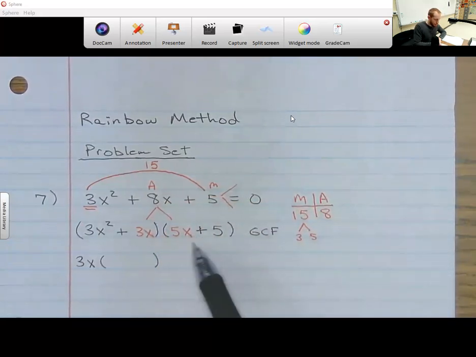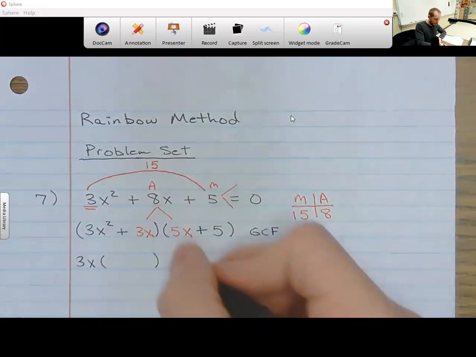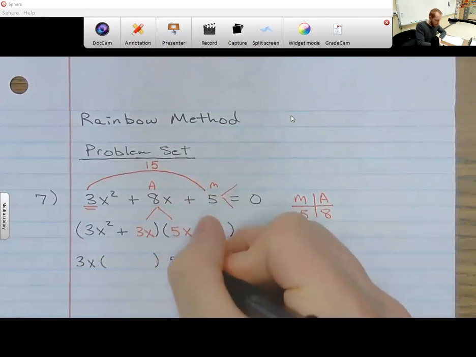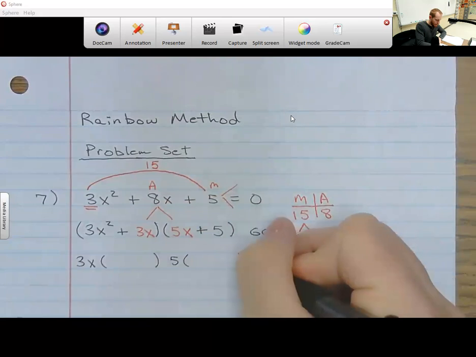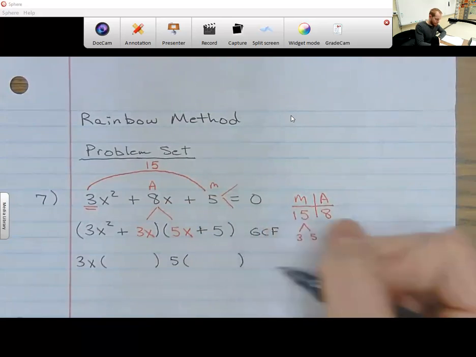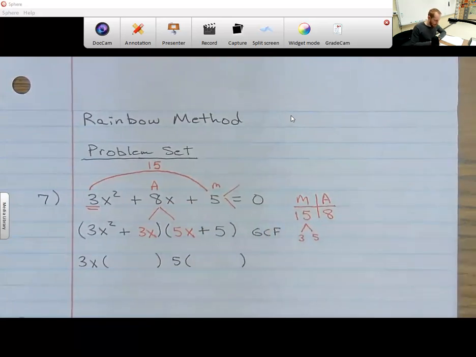Over here in this group, what can I take out? What do these 2 terms have in common? Only a 5, right? They only have a 5 in common. And I'm going to have something left on the inside when I get done with that. So what's going to be left on the inside?